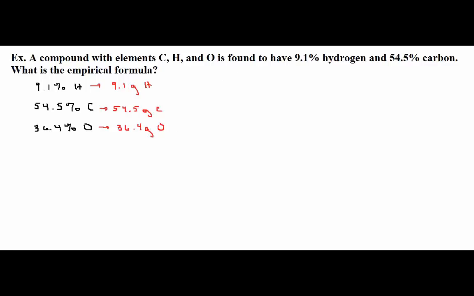So now what we need to do is convert each of these grams into moles, and I do that by using my molar mass. I put 1 mole up top, I put grams on bottom. The molar mass of hydrogen is 1.008, and when I divide 9.1 by 1.008, I get 9.278 moles. And notice I rounded to 4 decimal places.